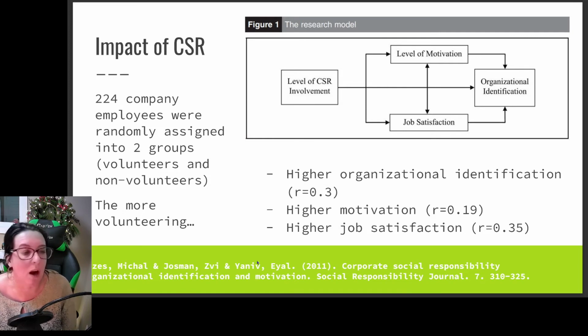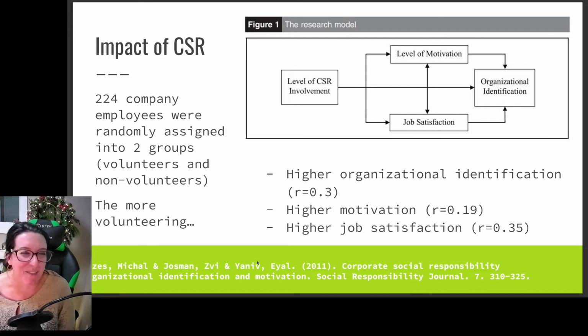And so what you're seeing here, this R, is a measure of correlation. So positive, they move in the same direction. The more they volunteered, the more they felt motivated in their job. And they had higher job satisfaction. They liked working for their company more, and you can see that's quite highly correlated. So the more they volunteered, the more they liked the organization they worked for. And then the last one you see here says the more they volunteered, the higher the organizational identification. And on the chart above, you can see that the more motivated they felt, it also contributed to organizational identification. And the more job satisfaction they had, the more it lent to organizational identification.